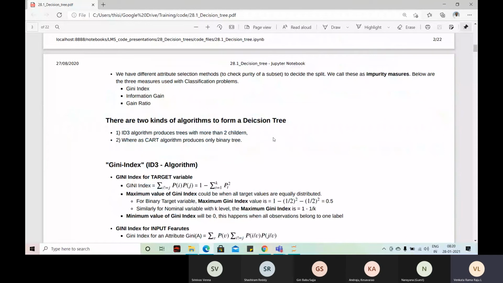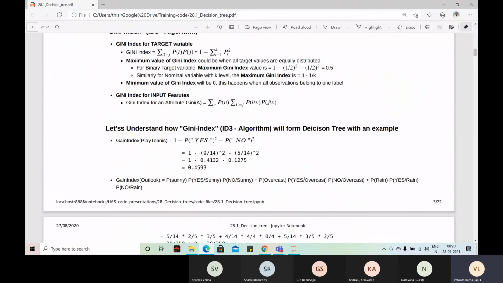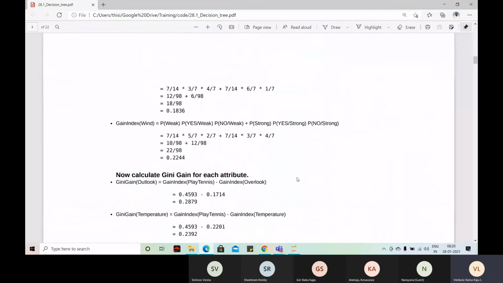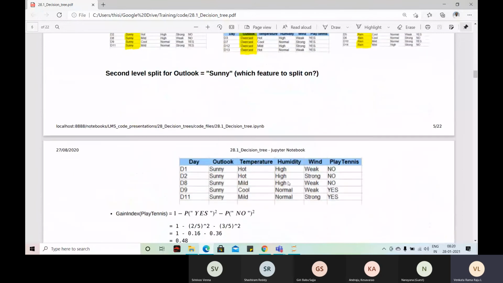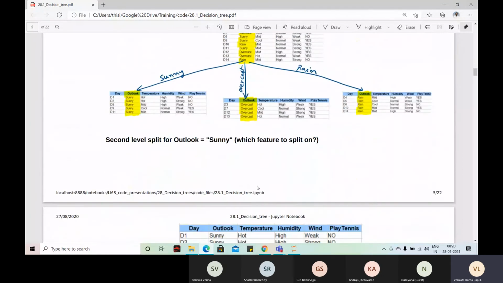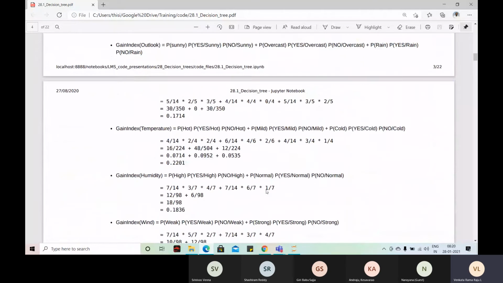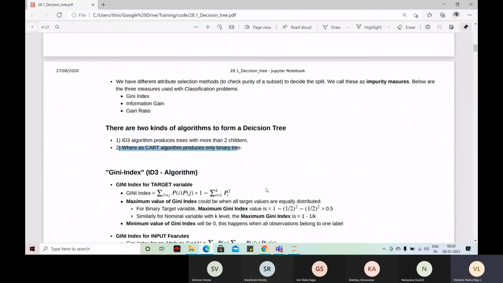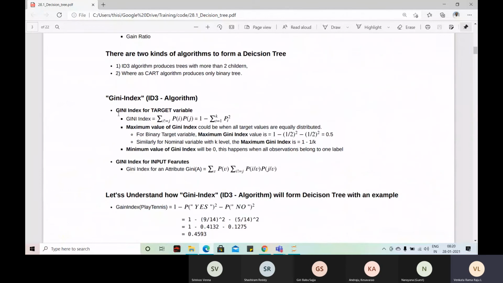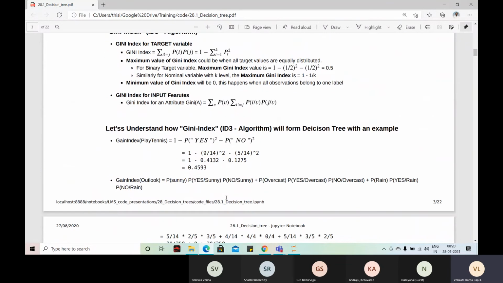And the scikit-learn implementation uses CART. But I am explaining Outlook with ID3 because it is easy to explain. If I do CART, there will be more layers; the tree height will increase a lot. So for explanation purposes, I took ID3. In ID3 it uses Gini index to find out the best feature.